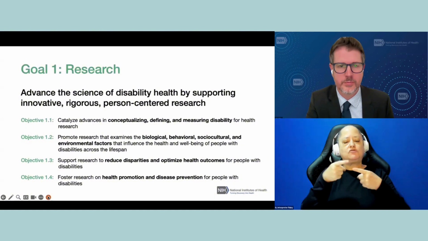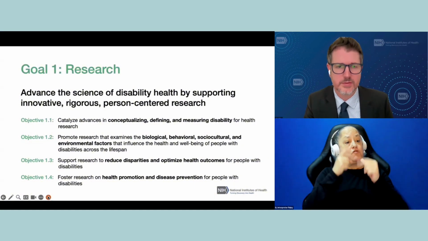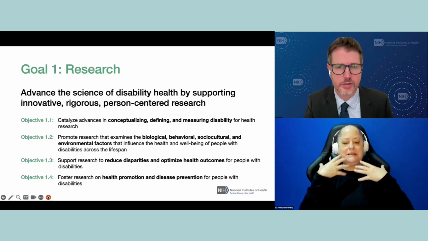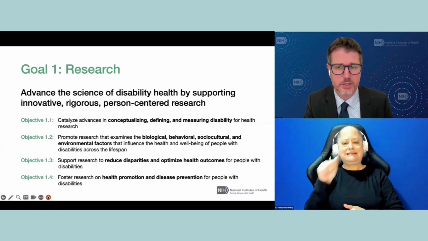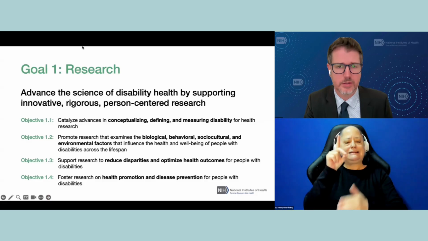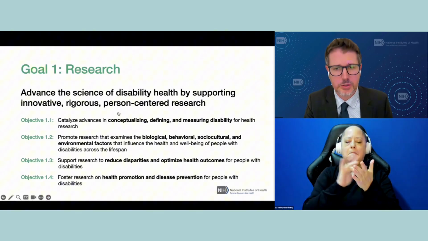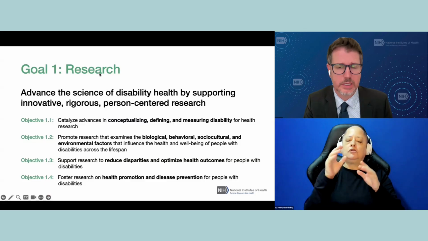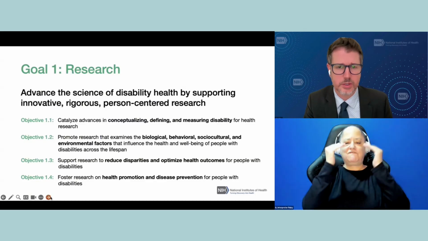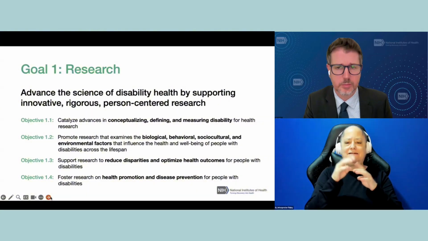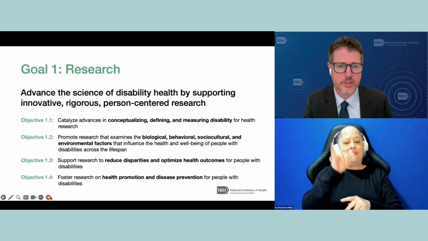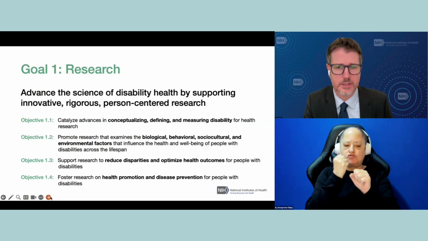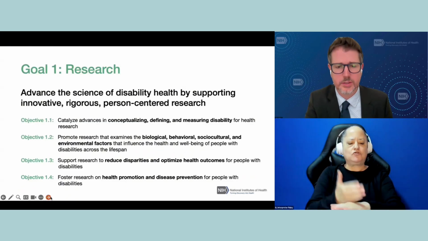Next slide, please. The first goal of the plan is to advance the science of disability health by supporting innovative, rigorous, person-centered research. As I mentioned earlier, disability health research places individuals, not impairments, at the center of scientific inquiry. It recognizes disability as the product of dynamic interactions among medical conditions and biological, behavioral, social, cultural, and environmental factors. Advancing the science of disability health depends on supporting innovative, methodologically rigorous research that prioritizes the goals and experiences of disabled people. By fostering this type of research, evidence can be generated that informs policies, practices, and interventions that improve health outcomes for people with disabilities.